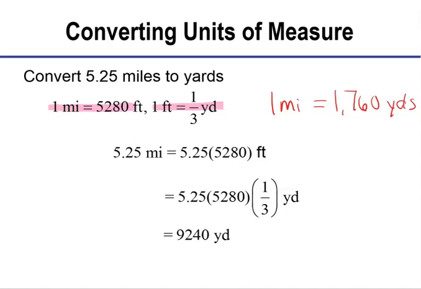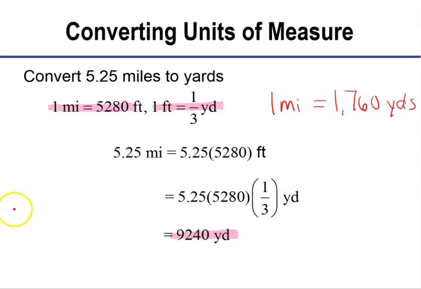Again, I still have a little bit of an issue about how it's handled, but you multiply the 5.25 times 5,280 feet. That is how we handled it, but we just used the yards, okay? Then they multiplied it by 1/3 of a yard, and that gives us the same answer we got, 9,240 yards, okay? But here's my issue with it, other than you're doing two different conversions.